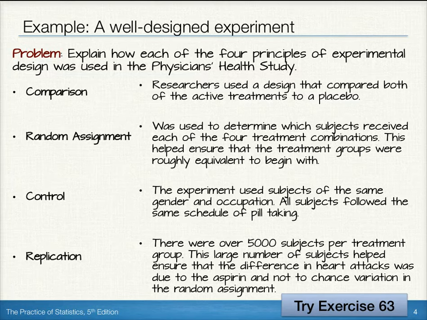For some additional practice in identifying well-designed experiments, try exercise 63.